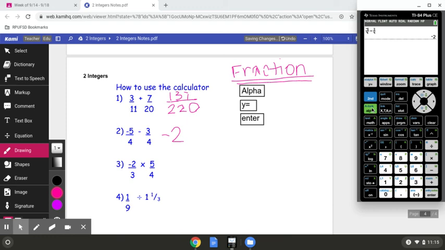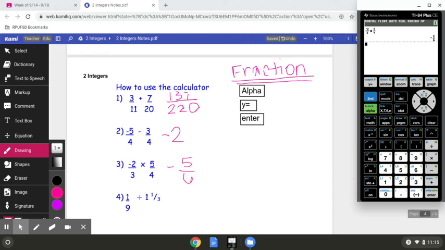Okay, same thing for the next one. Just keep practicing this. Alpha, y equals, enter. Now I have a fraction, and it's negative 2 over 3. And we are multiplying. Alpha, y equals, enter. Now I have a fraction, 5 over 4. And we get negative 5 over 6.